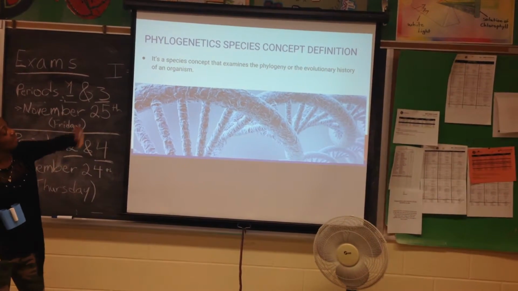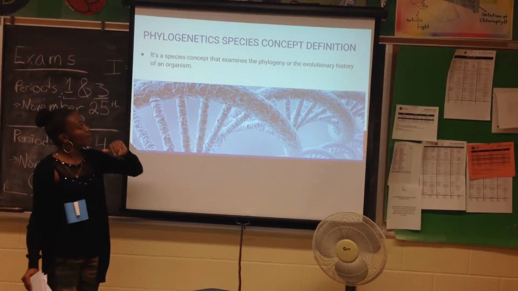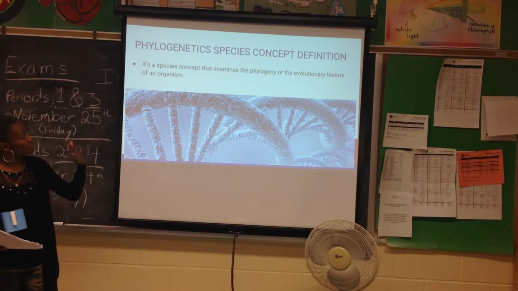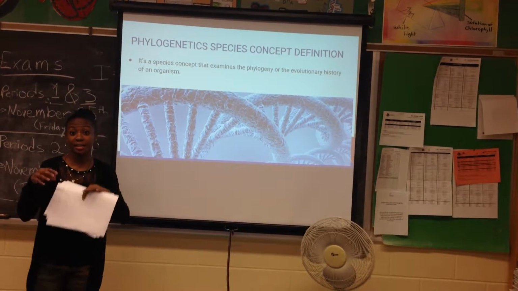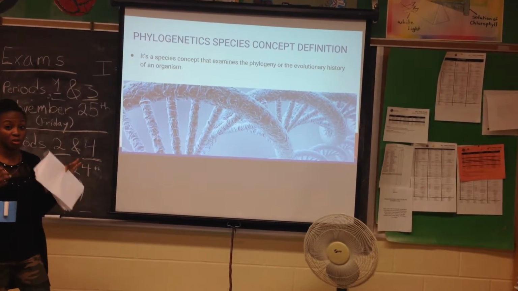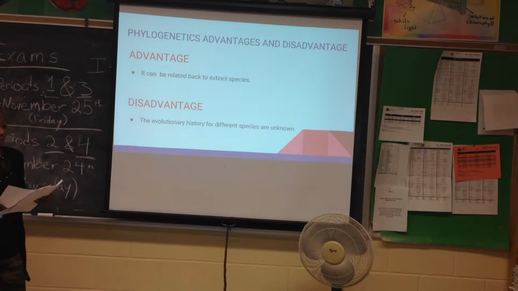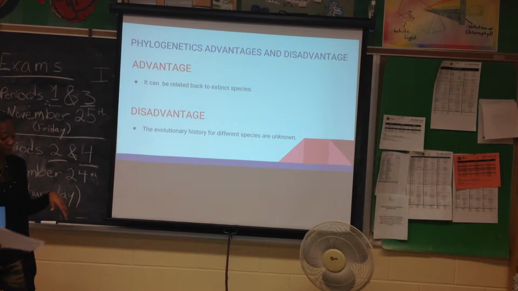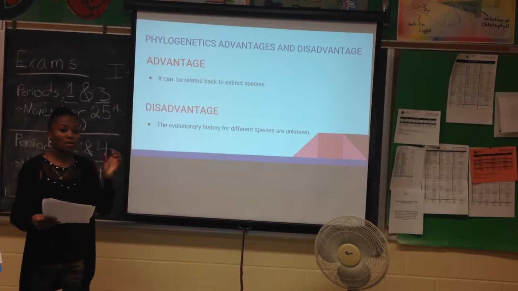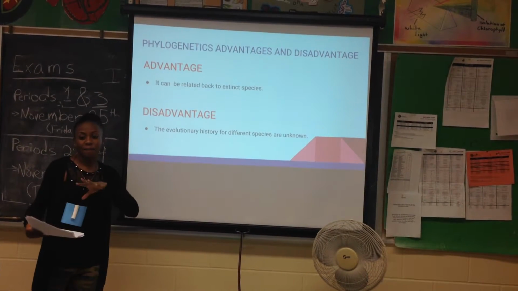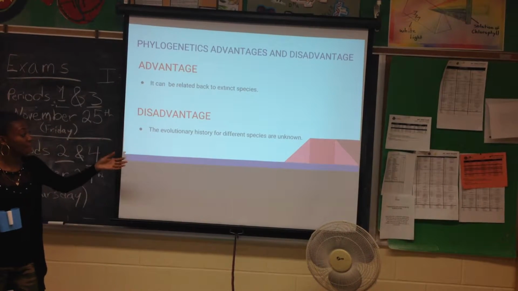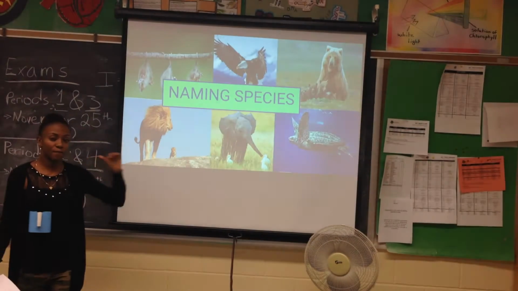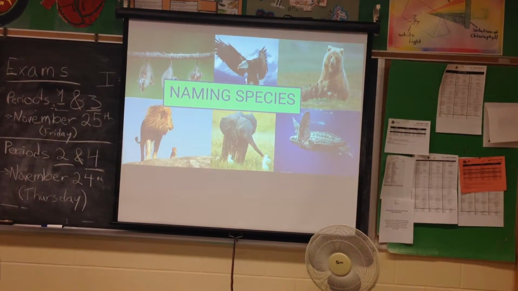The last one is the phylogenetic species concept, where species are examined using the evolutionary phylogeny of an organism. This way they use DNA to determine if the species are closely related. So the advantages and disadvantages of this: it's becoming a very popular method used by scientists. And you will know this for sure when DNA is combined, you can tell for sure if they are the same species. And the disadvantage: the evolutionary history for different species is unknown, so you cannot tell if they're from the same generation.